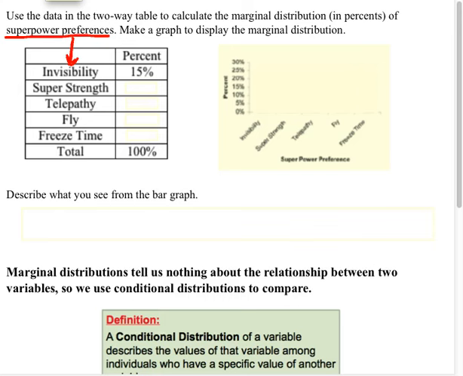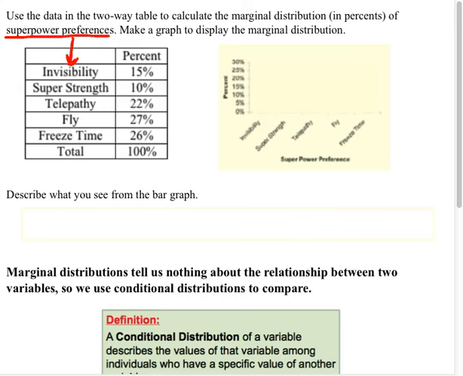For super strength, there were 3 female and 17 male, so a total of 20 kids that wanted super strength. Out of 200, that would be 10%. For telepathy, there's a total of 44. 44 out of the 200 is 22%. So that's how you find these marginal distributions.